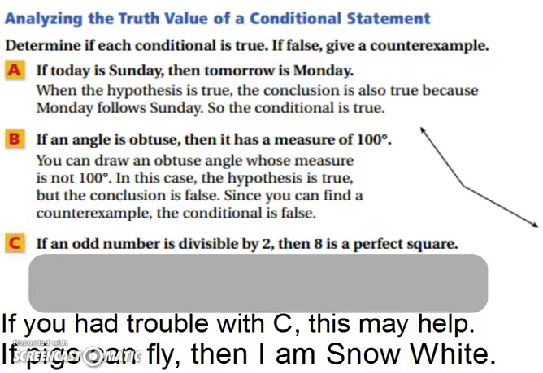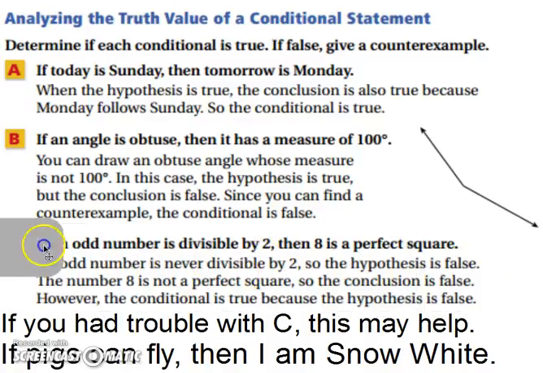If an odd number is divisible by 2, then 8 is a perfect square. The hypothesis can't possibly be true. And remember what we said previously: the only time a conditional statement is false is when the hypothesis is true and the conclusion is false. Your hypothesis doesn't even make any sense, so the statement is just going to be true.